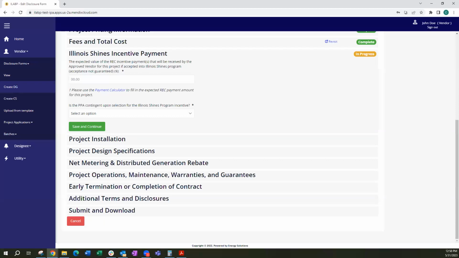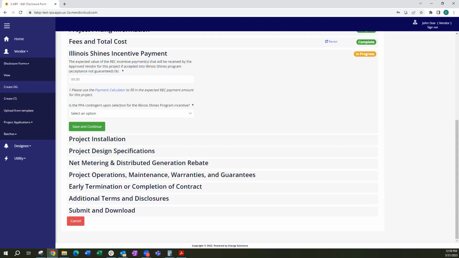Section 5, Illinois Shines Incentive Payment. This section will be dedicated to the Illinois Shines Incentive Payment and ask for the expected value of the REC payment to the approved vendor. A REC calculator is provided in order to estimate the REC incentive payment amount.